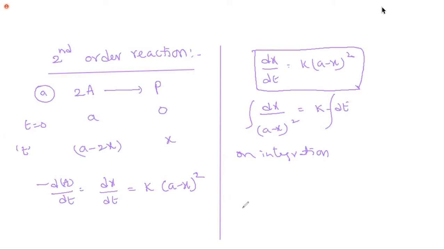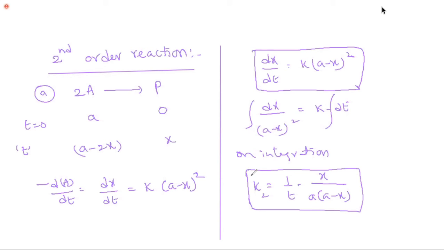On integration, I want this equation. Later you do the derivation, we don't need this. K2 is equal to 1 by t into x by a into a minus x. Solve that with the negative sign, can we get this? K2 is equal to 1 by t x by a into a minus x. What is a here? Initial concentration, and a minus x is the concentration at time t.